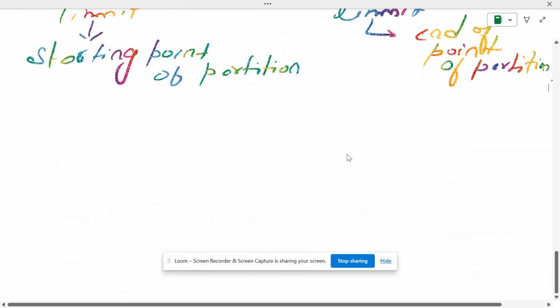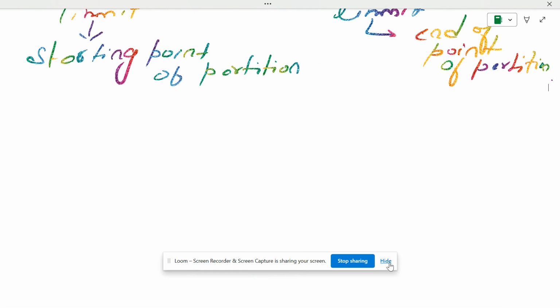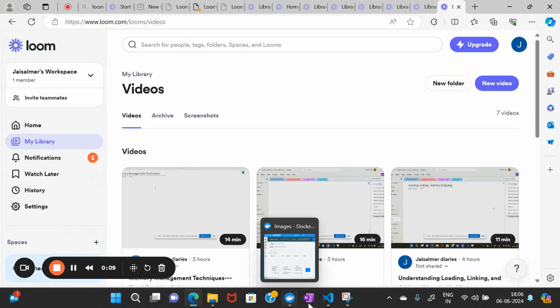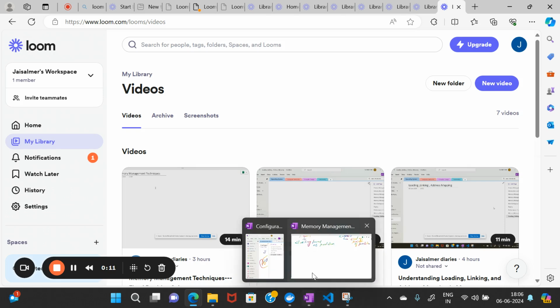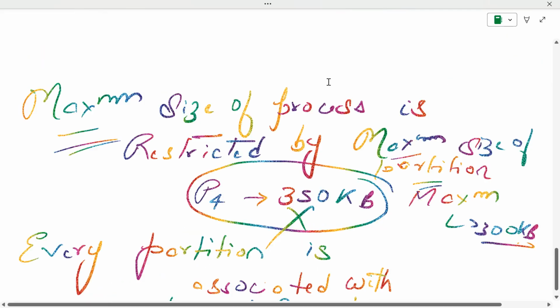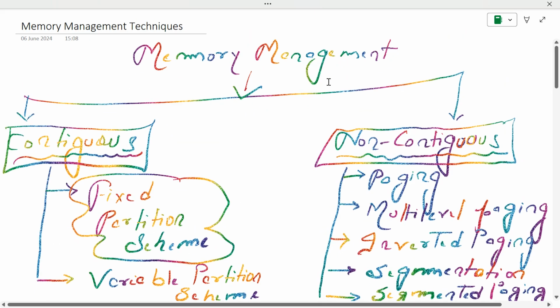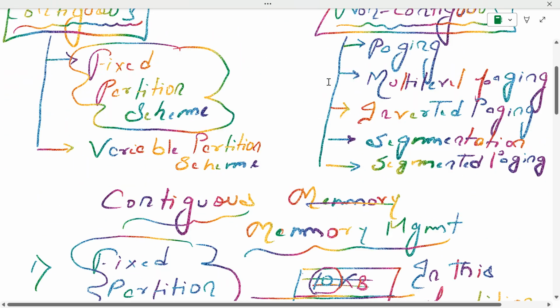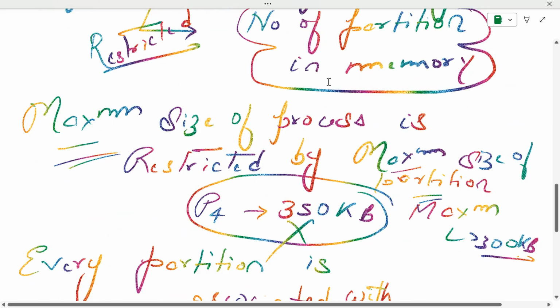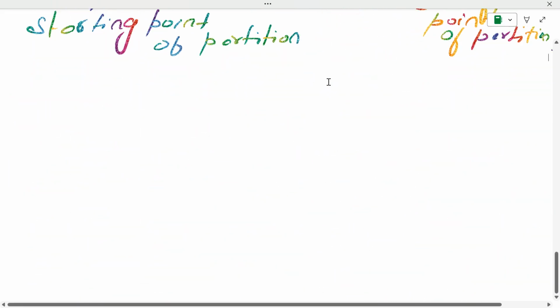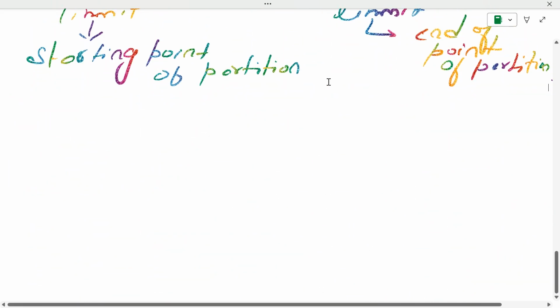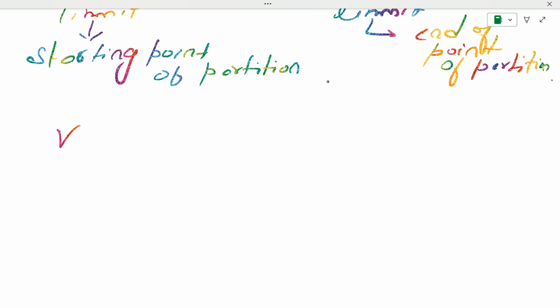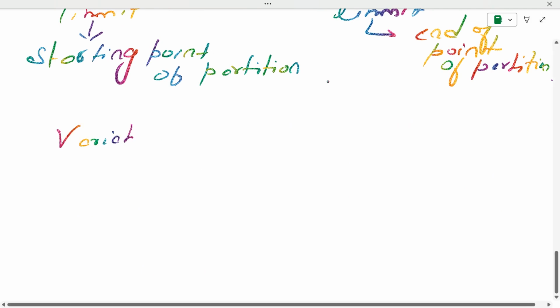Hi all. Welcome to this video, and here we are going to extend what we have already seen earlier about contiguous memory allocation, where we talked about the fixed partition scheme in the last lecture. In this lecture we are going to talk about the variable partition scheme.